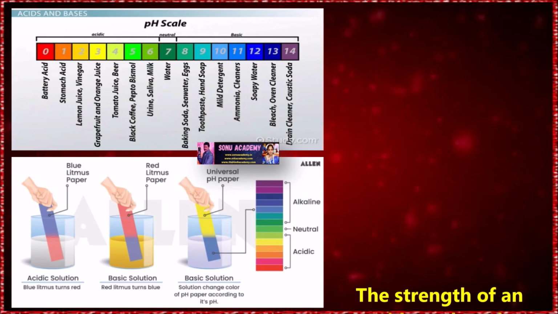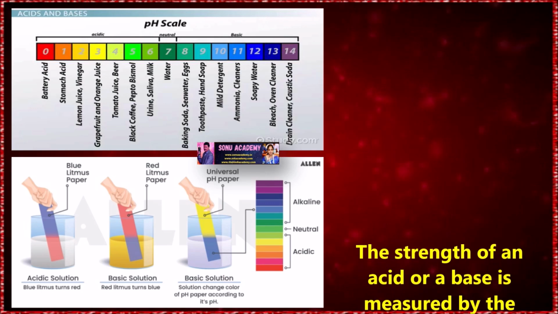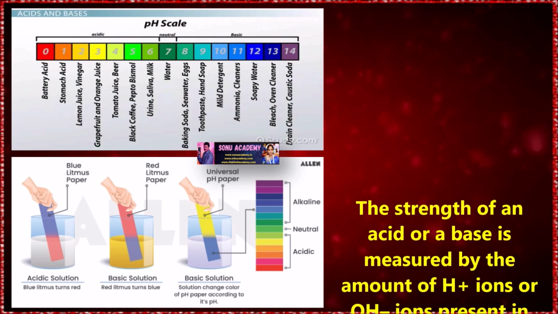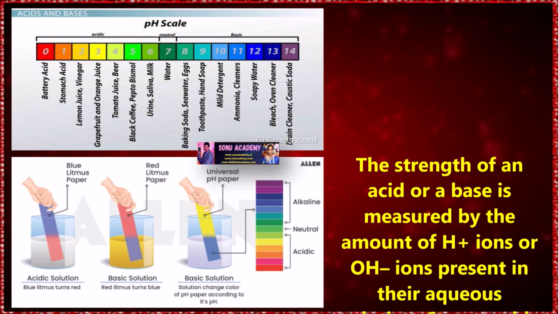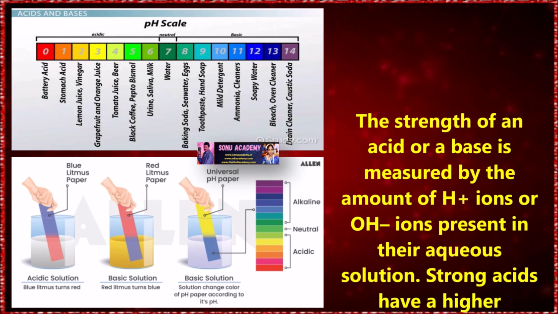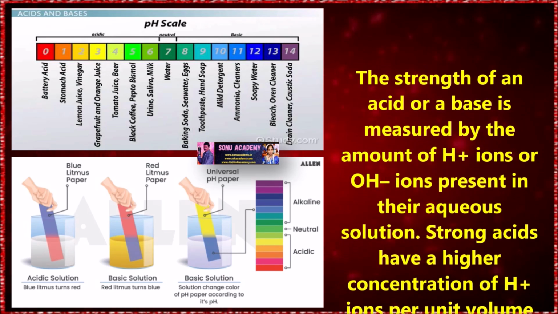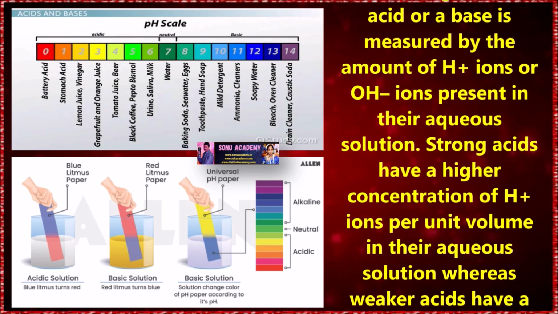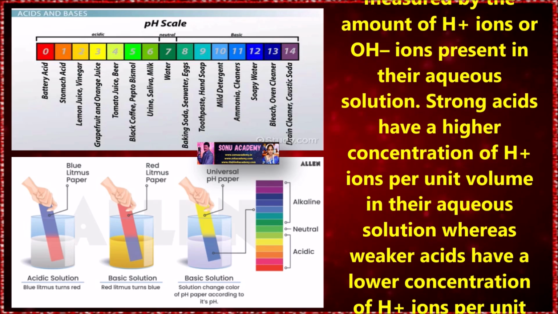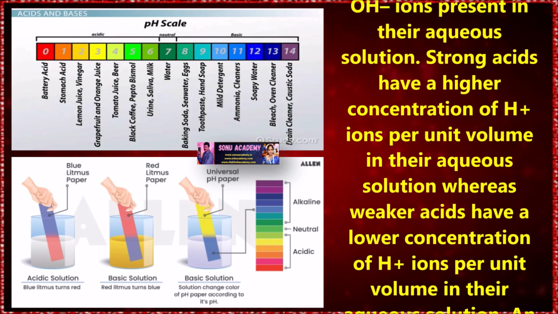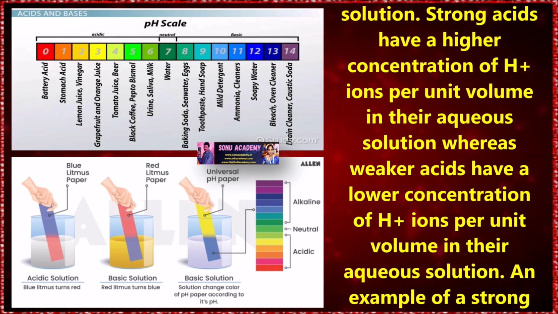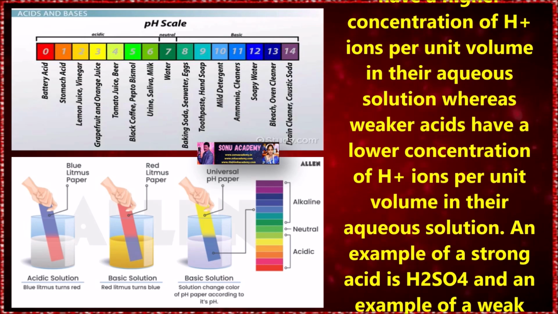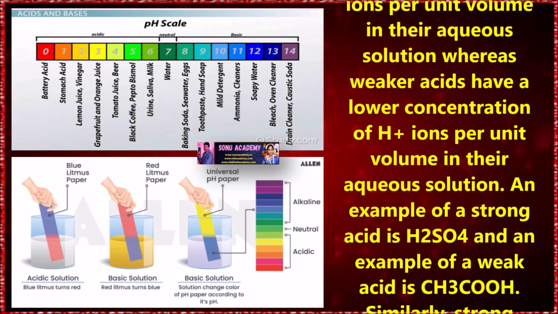Children, let us discuss the strength of acids and bases. The strength of an acid or a base is measured by the amount of H+ ions or OH- ions present in their aqueous solution. Strong acids have a higher concentration of H+ ions per unit volume in their aqueous solutions, whereas weaker acids have a lower concentration of H+ ions per unit volume in their aqueous solutions.